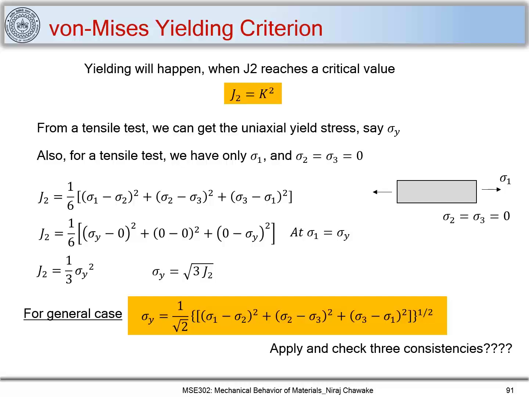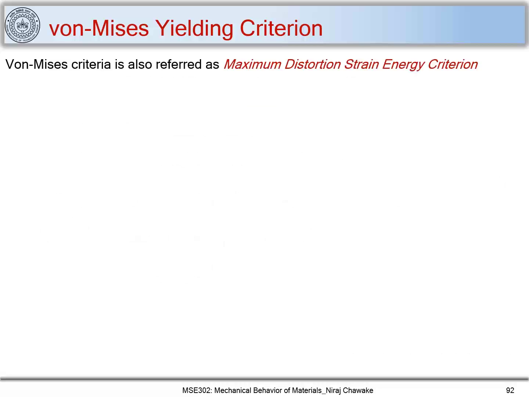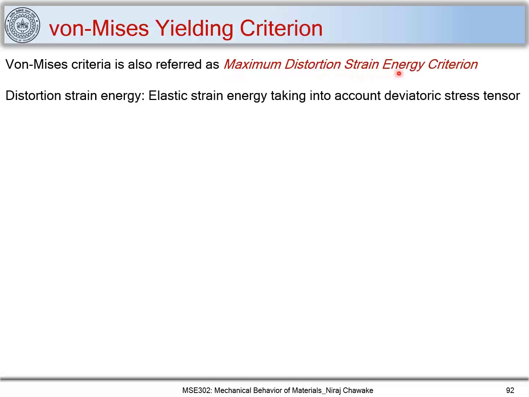Now let's look at this von Mises criteria based on strain energy, that is, the distortion strain energy. The von Mises criteria says that when the strain energy reaches a maximum value, the maximum distortion value, the yielding will start. So the von Mises criteria is also referred to as the maximum distortion strain energy criteria. We have seen that the distortion strain energy, that is the elastic strain energy taking into account the deviatoric stress tensor, we have found it out, and we got this relation as UD is equal to 1 upon 2G into J2.